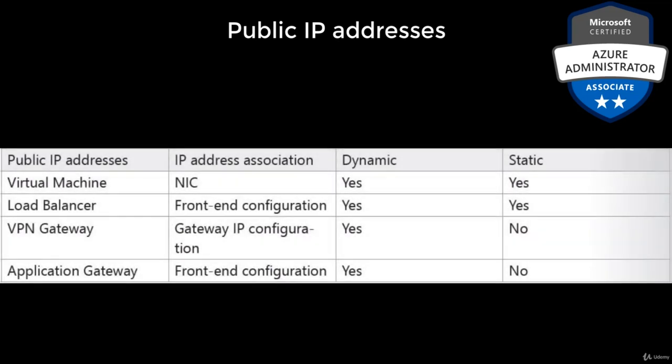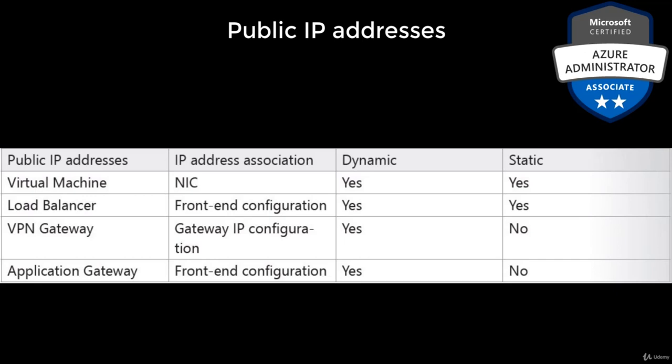A public IP address can be associated with a virtual machine network interface card, internet-facing load balancers, VPN gateways, and application gateways. If you choose dynamic assignment, then Azure will provide you with an IP address. You can also assign the IP address statically, and that then would be a static assignment. The type of resource affects the assignment.